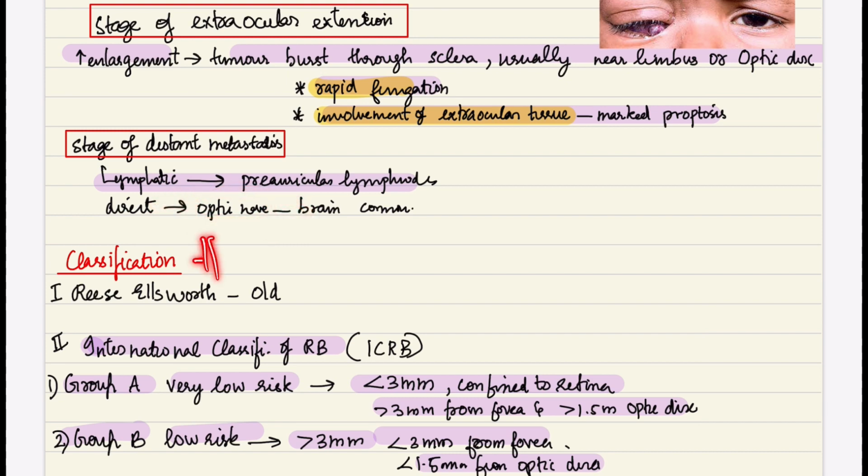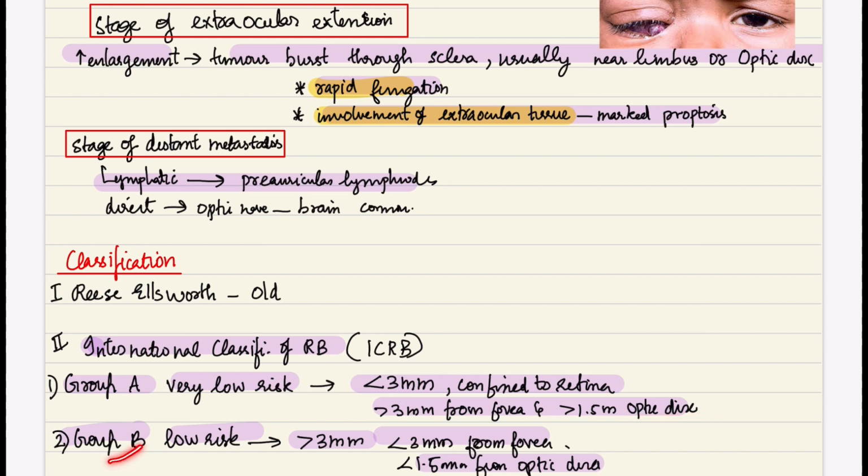Then we have classification. Under classification, the International Classification of Retinoblastoma, which is presently being followed worldwide to decide the treatment modality, consists of 5 groups. First one, group A, which is very low risk. Here the tumor is less than 3 mm and confined to the retina, but greater than 3 mm from the fovea and greater than 1.5 mm from the optic disc.